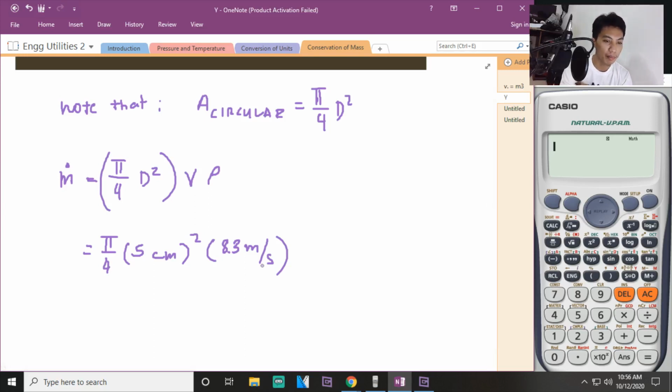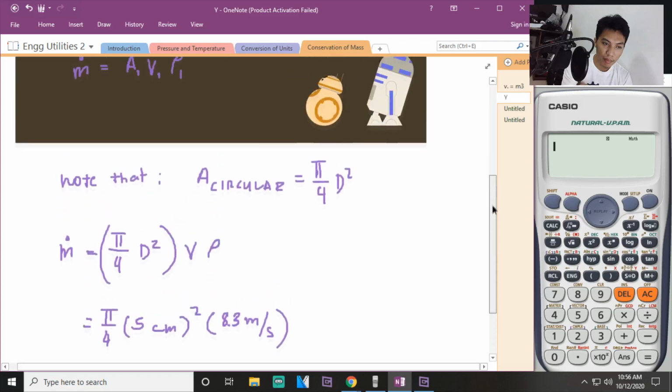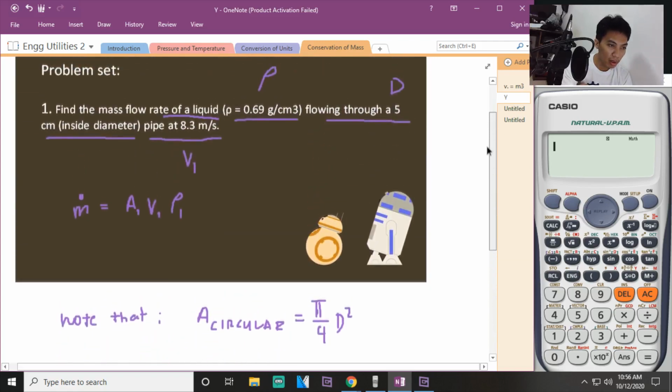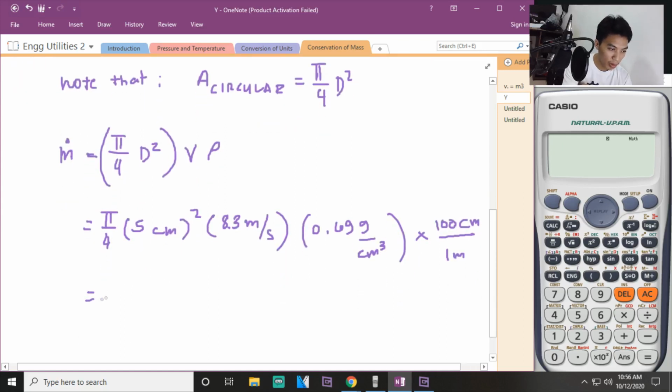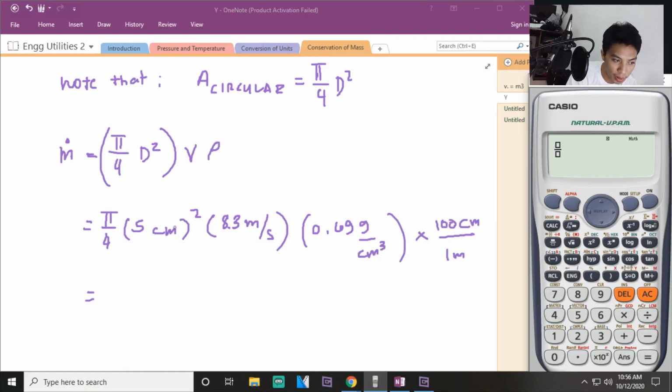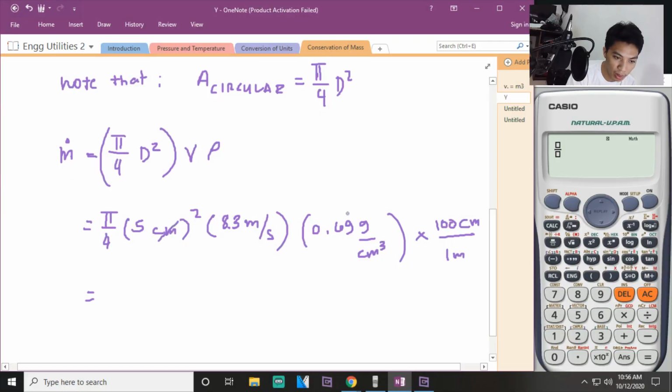Ang density, tingnan natin. The density is 0.69 grams per cm. Kaya lang ito, naka cm squared, m, convert na lang natin na 1 meter, 100 cm. Yan. May conversion of units na tayo. So, ang tamang magiging sagot dito will be, cancel natin yung same unit. cm squared, okay, cm squared na to. Tapos cm cube, makancel, cm, cancel to, and then ito. Ang lalabas seconds, gram per second.